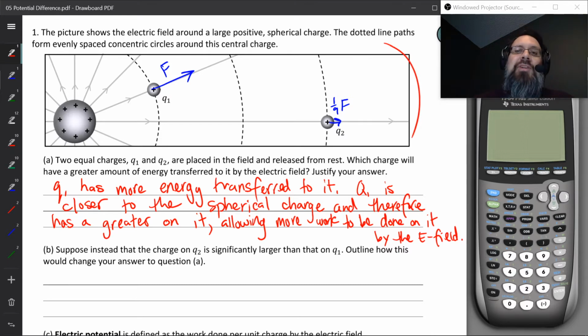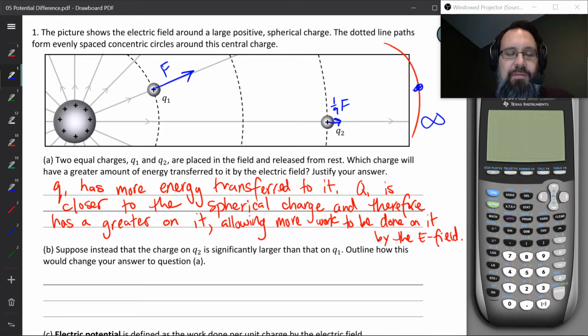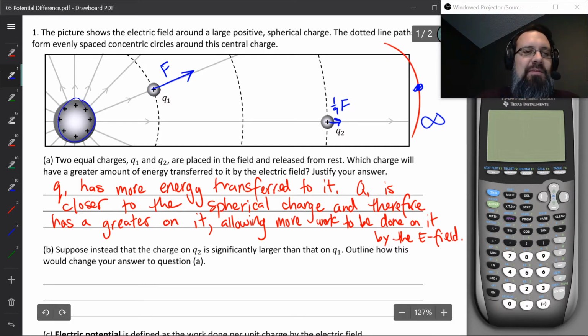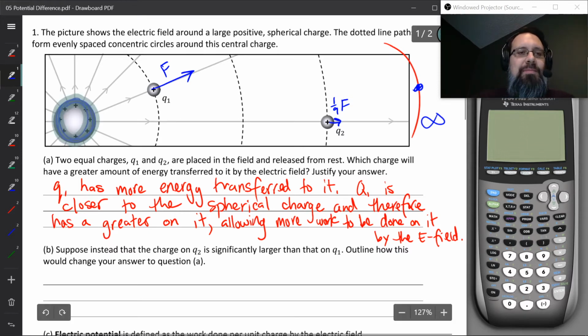You could also imagine, what if there was a charge an infinite distance away? If this is infinity out here, what if I placed a charge there at infinity? Well, then that charge wouldn't feel any force at all because it'd be an infinite distance away. So that positive spherical charge there wouldn't even interact with it, and that charge wouldn't gain any energy at all from the field. And so it makes sense to think that the closer in you are to the center charge, the more energy you can get from that central charge.